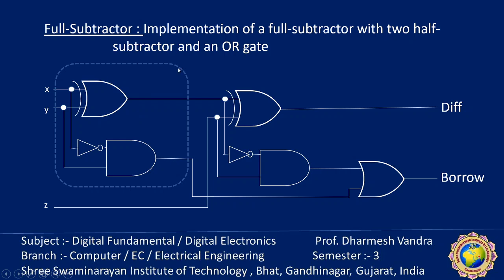So this is the first half subtractor. Again this is the second half subtractor and the borrow is ORing of first half subtractor and second half subtractor, which gives the final borrow of the full subtractor. So this diagram is known as how to design a full subtractor circuit with the help of two half subtractors and an OR gate. I hope everything is making sense. In very simple words, we understood how the full subtractor circuit works.